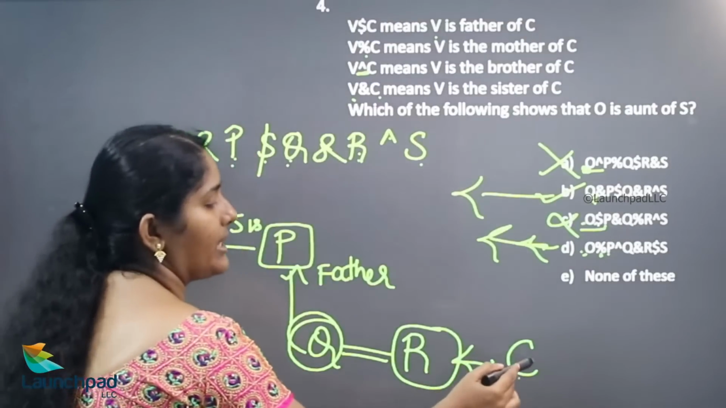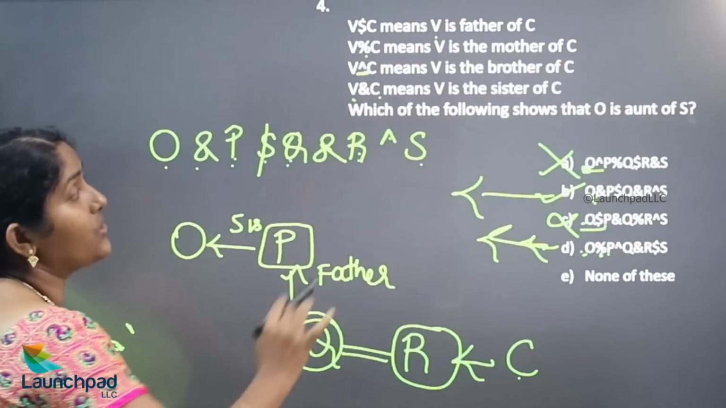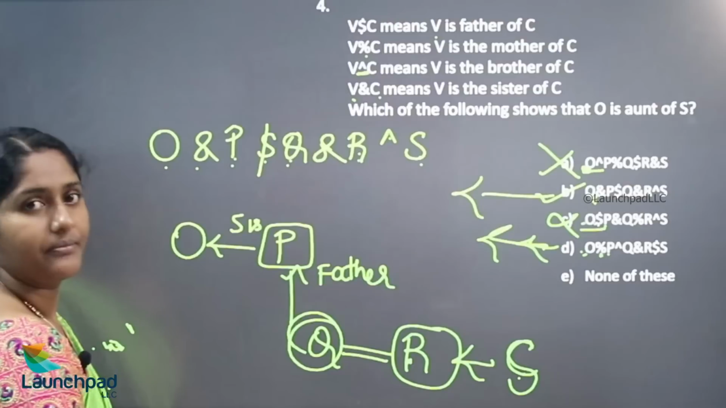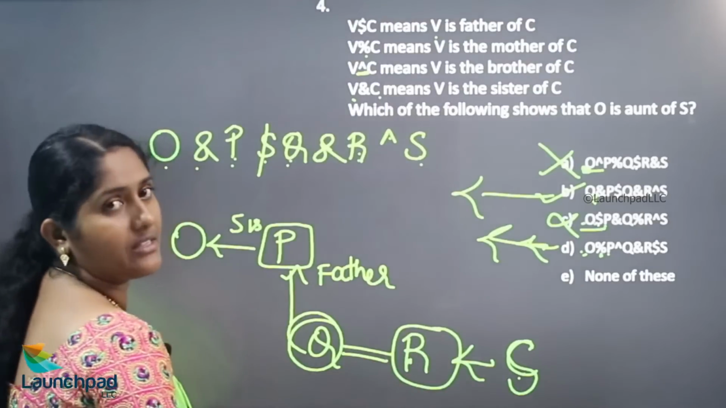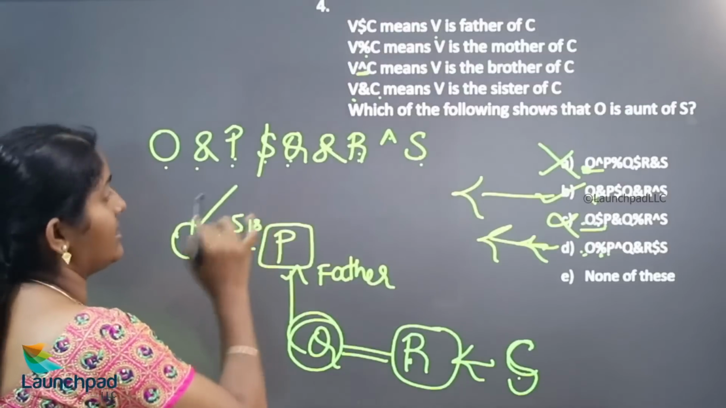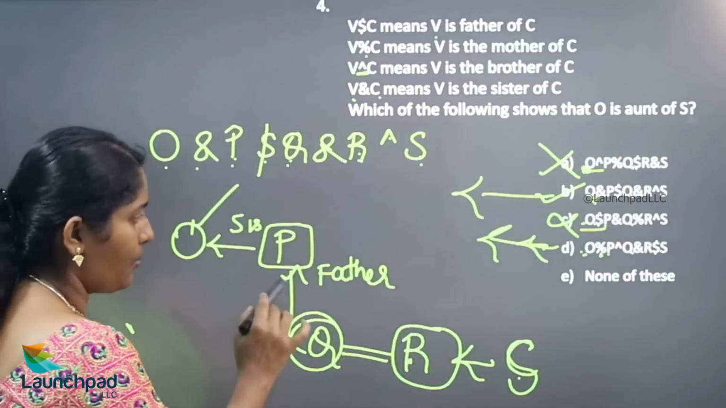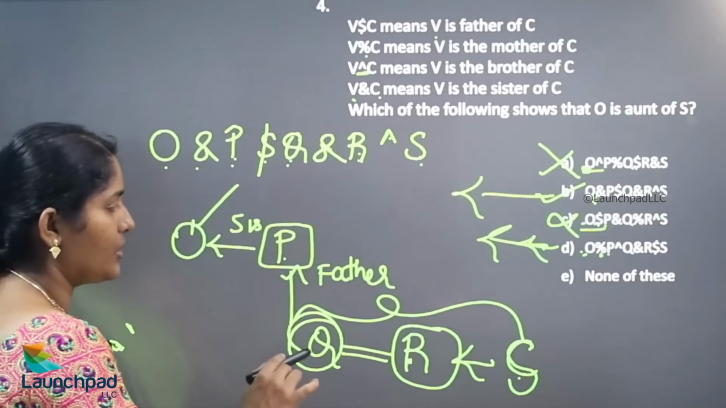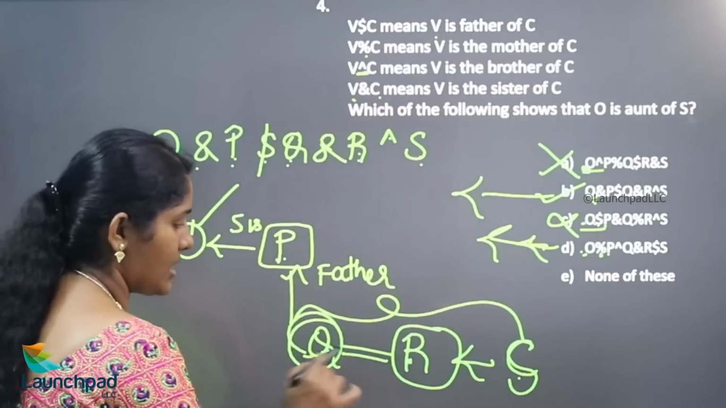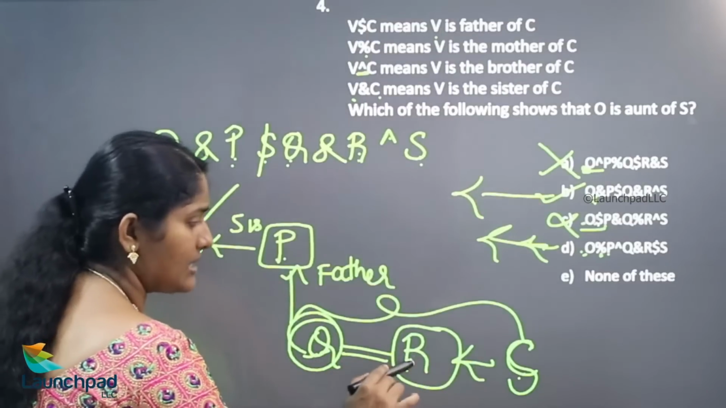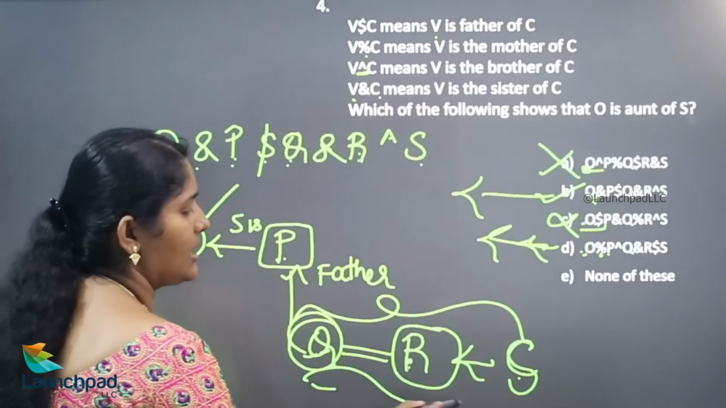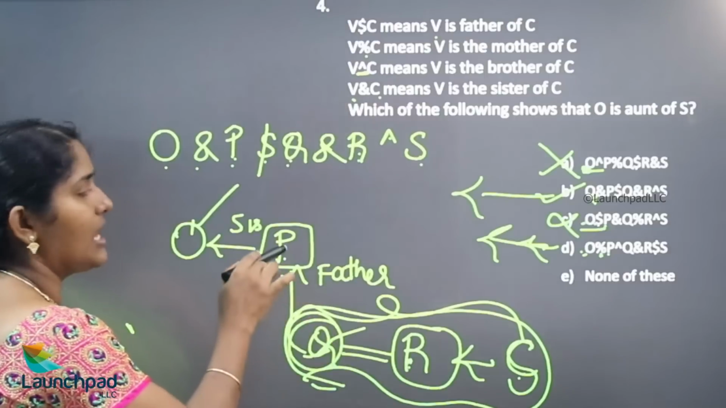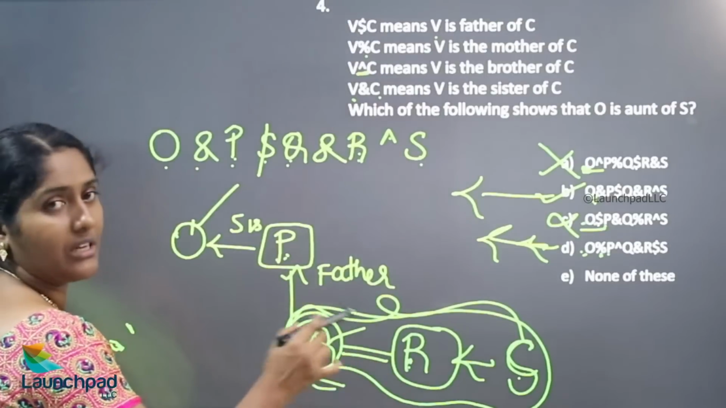Anyway, we don't know the category of C. R is the brother of S. Anyway, we don't know the category of S. We know the category of O, that is female. Now P is the father of Q, R and C. Q is the sister of R, and R is the brother of S. So these three kids are siblings. Hence, the father of these three kids is P.